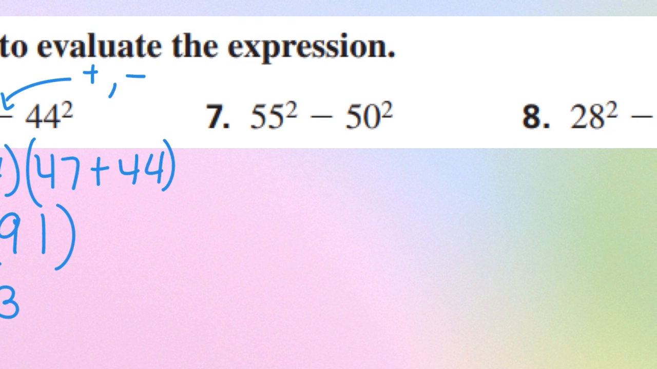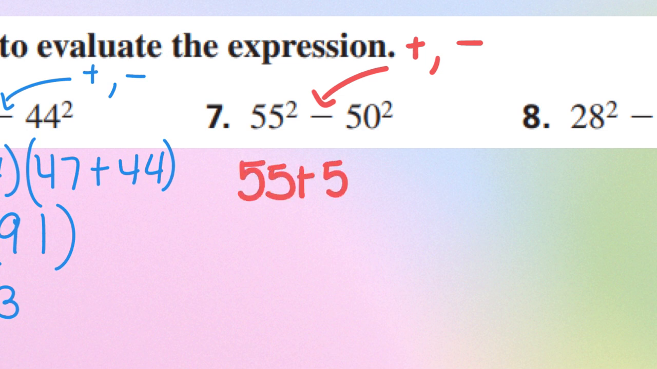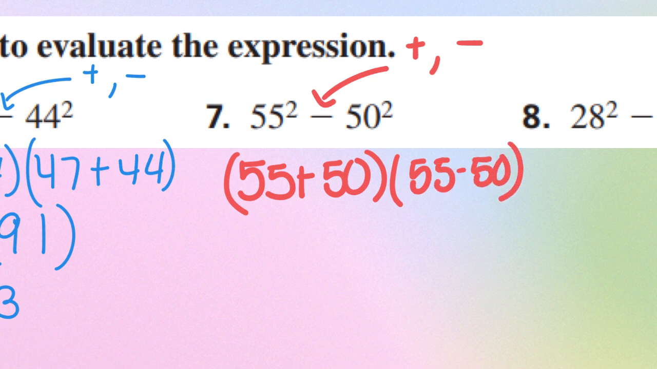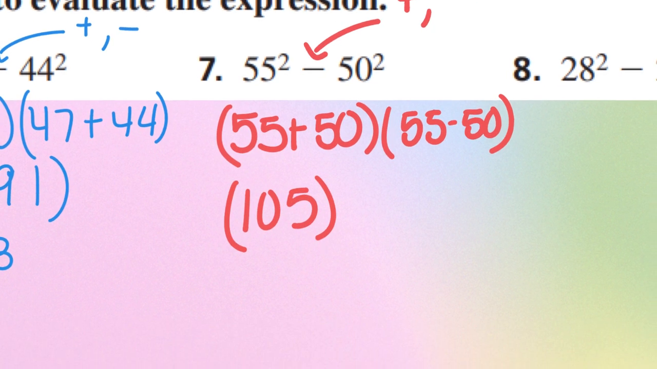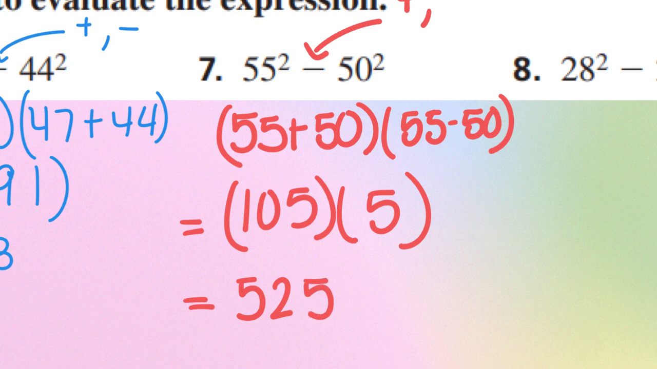Number 7, again, I have a minus sign. So I'm going to have a plus and a minus. 55 plus 50 times 55 minus 50. 55 plus 50 gives me 105 times 55 minus 50 gives me 5. So 105 times 5 gives me 525.